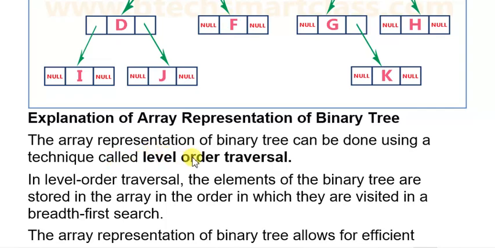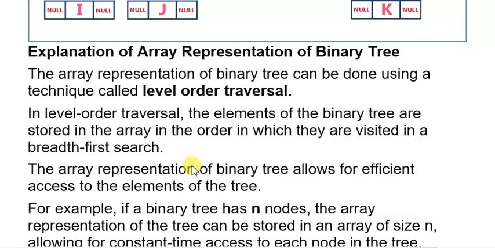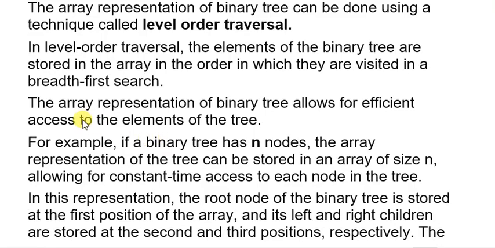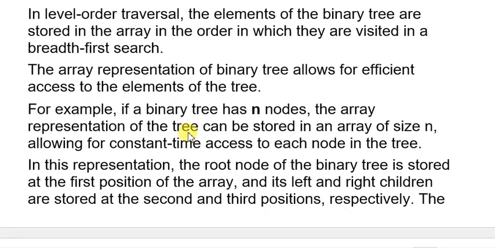Now, an explanation of the array representation of the binary tree. The array representation can be done using a technique called level order traversal. In level order traversal, the elements of the binary tree are stored in the array in the order in which they are visited in breadth first search. The array representation allows efficient access to the elements of the tree. For example, if the binary tree has n nodes, it can be stored in an array of size n, allowing constant time access to each node.